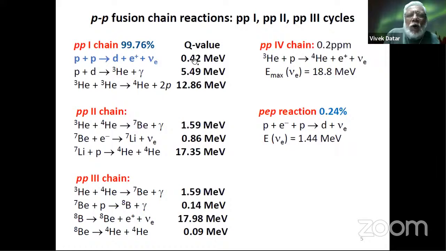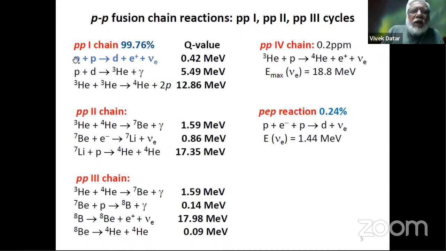is 0.42 MeV. Since it's a three-body decay, and since the deuterium is much heavier than the positron and the neutrino, this is basically shared by the positron and the electron type of neutrino. So the neutrino that comes out basically has an endpoint of about 420 keV, starting from, of course, zero energy. So the neutrino energy spectrum peaks at around something like 150, 200 keV.